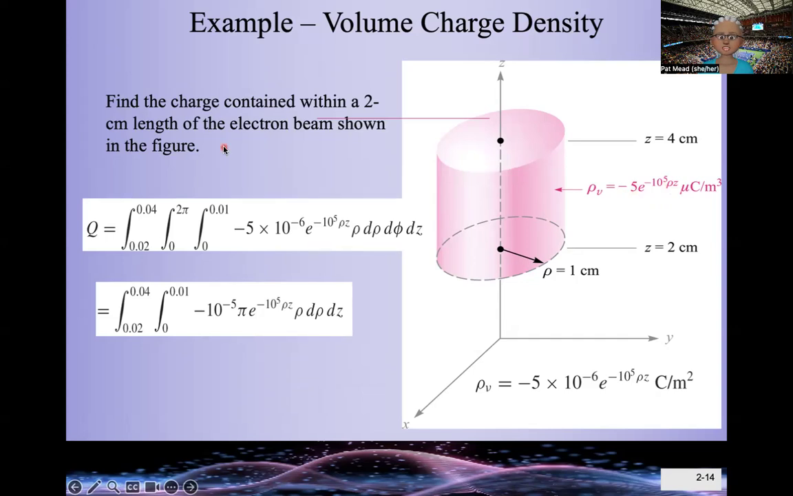So to find the total charge within the volume, as described in the problem, we put in rho sub v times dv. Here's your rho sub v portion of your expression, minus 5. Well, where's this 10 to the minus 6? Oh, this might be a typo. Is it a typo? Yeah, it is. So the rho sub v here should be minus 5 times 10 to the minus 6, e to the minus 10 to the fifth rho z. And that's what they have written here. Okay, so this is the rho sub v.